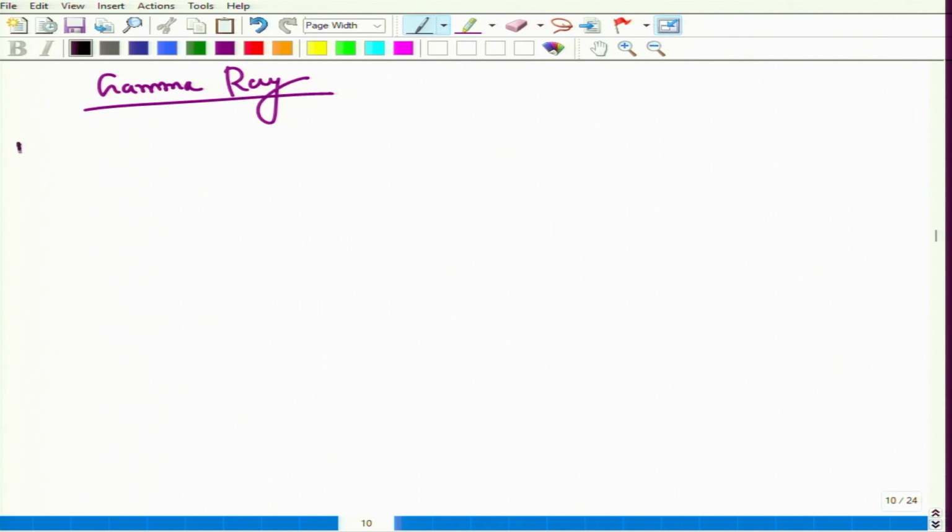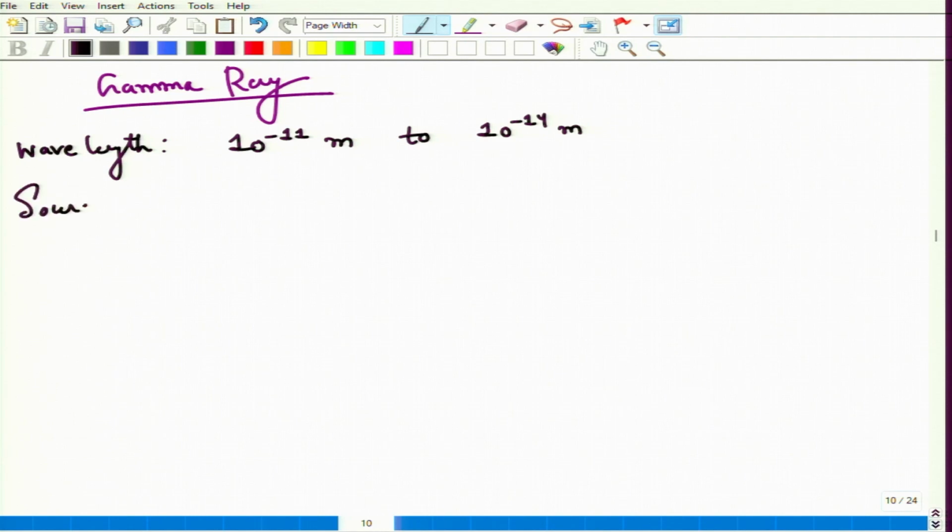Okay, so what is the wavelength? It is 10 to the power minus 11 meter to 10 to the power 14 meter. This is the wavelength. Okay, and what is the source? Radioactive substance. We have studied in radioactivity, right? The radioactive substance emits the alpha ray, beta ray and gamma ray. This is that gamma ray.